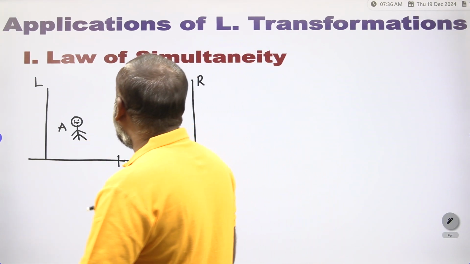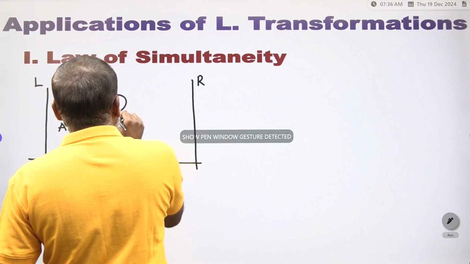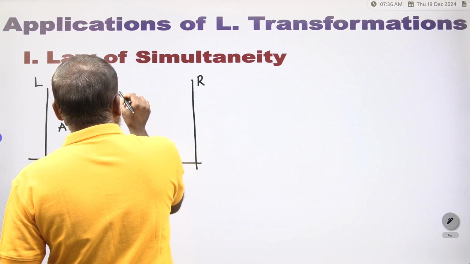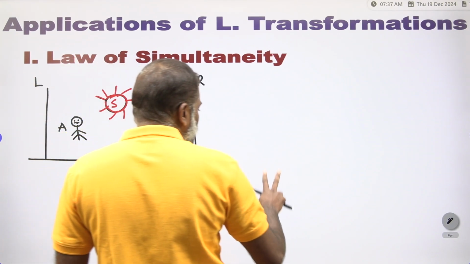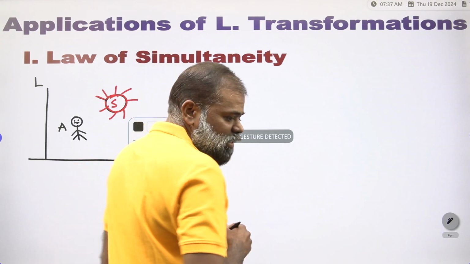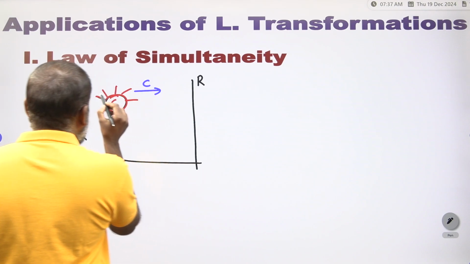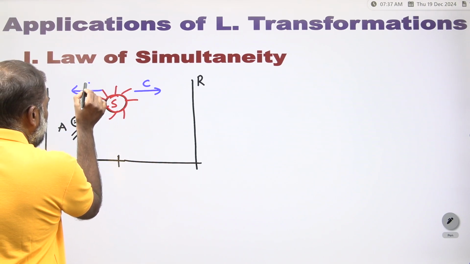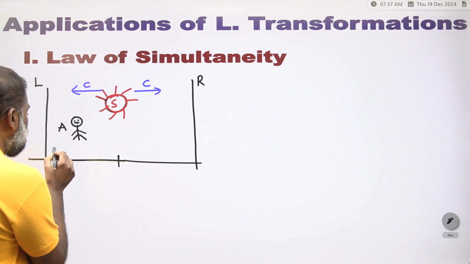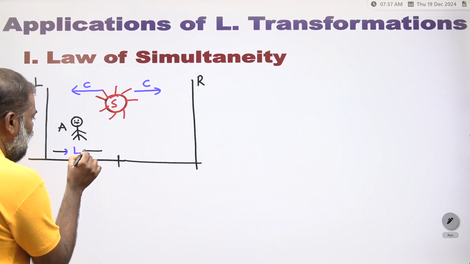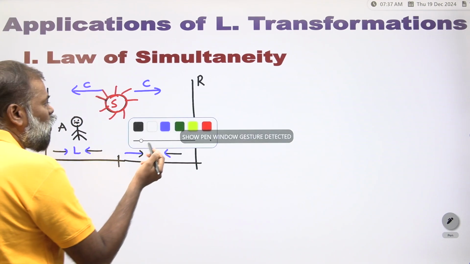Now you see one sun is there, and this sun is illuminating. The light moves with velocity c to the right side, and also with velocity c to the left side. From the center to here the distance is L, and from the center to the other side the distance is also L. Clear?